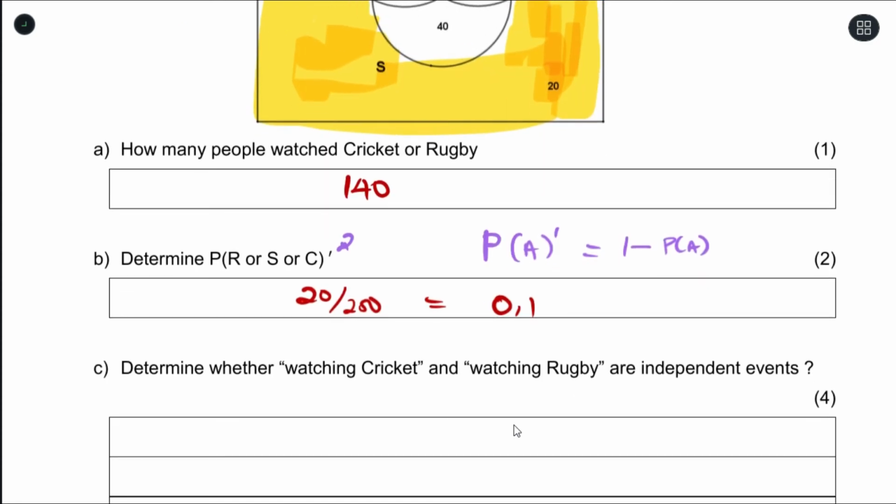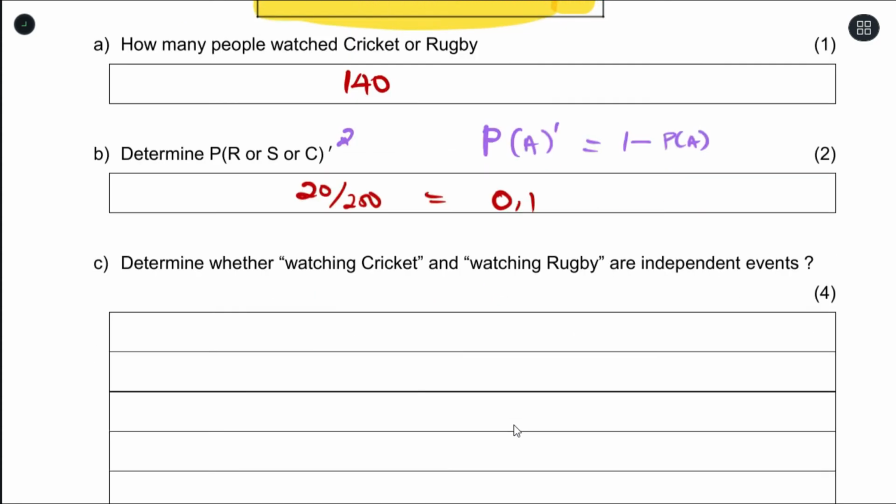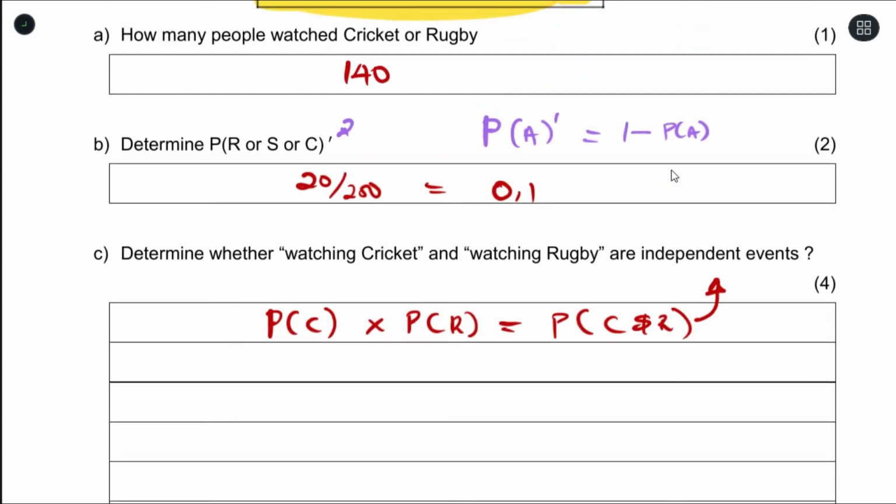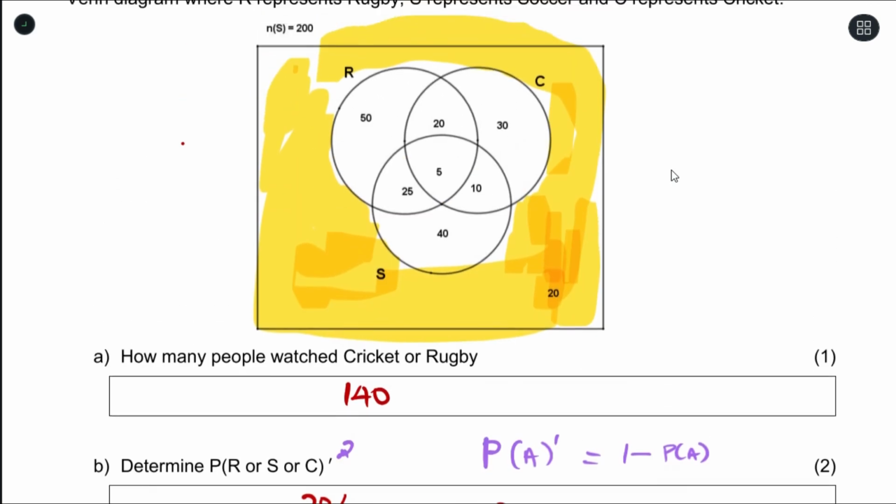Okay. Then for C, it says determine whether watching cricket and rugby are independent events. So to prove two events are independent, we actually say that the probability of cricket times the probability of rugby has to give you the probability of cricket and rugby. Now, if this statement is true, then it is an independent event. But if it is not true, then we can say it's definitely not an independent event. Okay. So now let's go back up and look at the probability of cricket, rugby, and cricket and rugby.